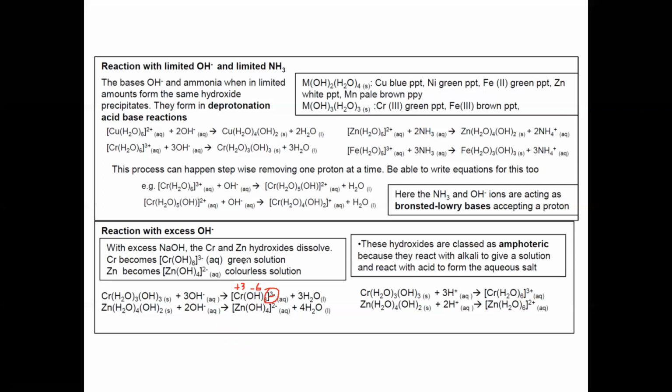With chromium, it will give a green solution. With zinc, it gives a colorless solution. Why? Because for zinc, the d orbital is complete. For scandium, the d orbital is empty. So we can identify that it should not have a color. That's why it is forming a colorless solution.